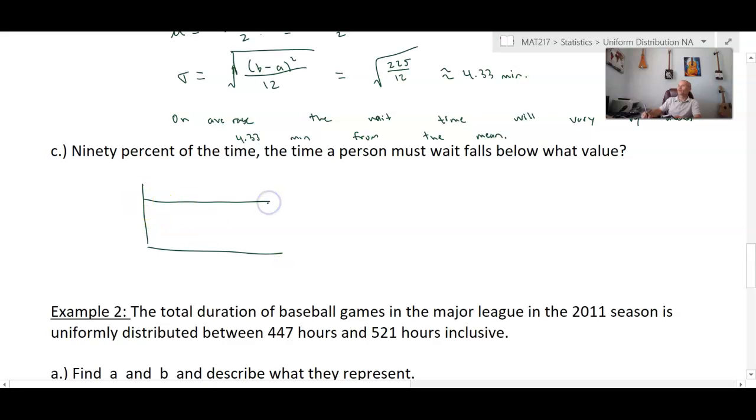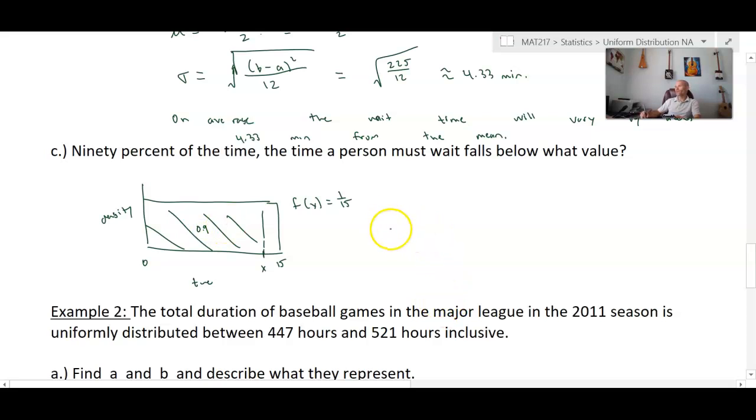Here's my function. Here's time 15. Here's time 0. This is my density function, which we know is f of x equals 1/15. And we want to find this value right here. We want to find this value of x such that this area is 0.9.